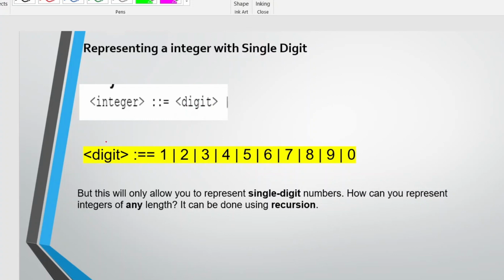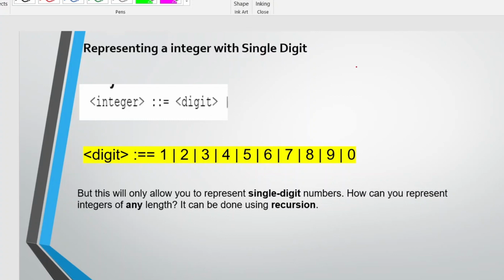Now further we have expanded the definition of digit. So how many digits can I have? I can have these digits. Okay, so we can write digit is defined by 1 or 2 or 3 and so on up till 0. Okay, so these are different combinations, you can say different digits that I can use in my integer definition. Okay, now what is the problem over here? By using this definition, I can only represent a single digit.